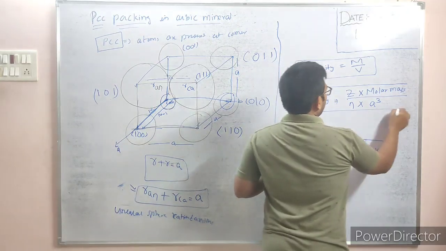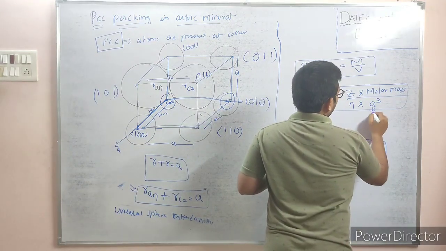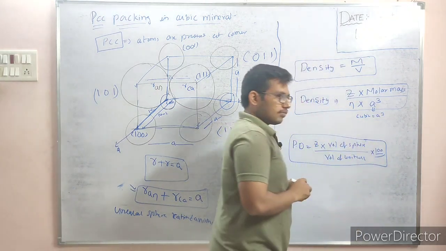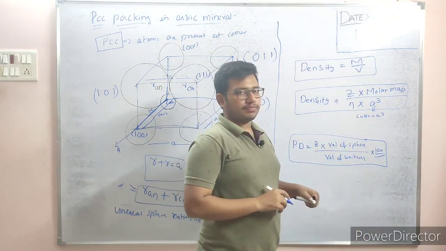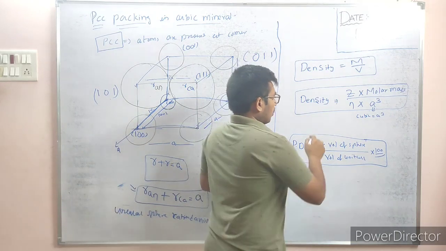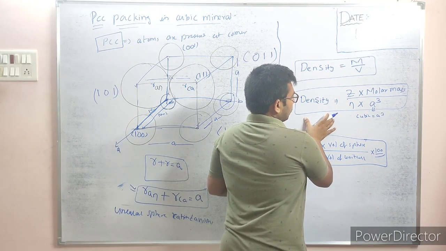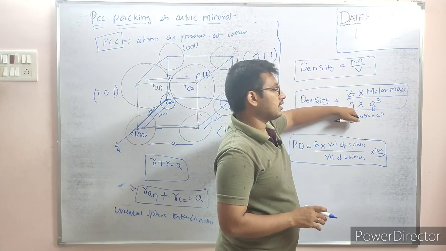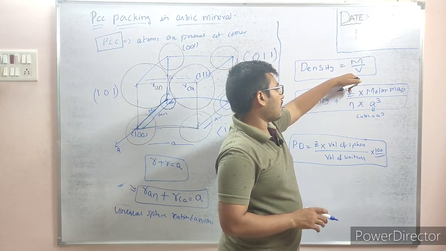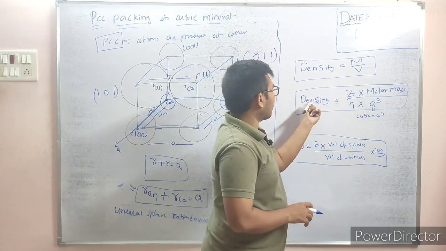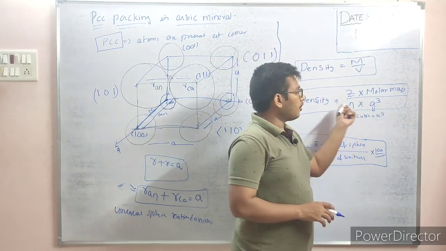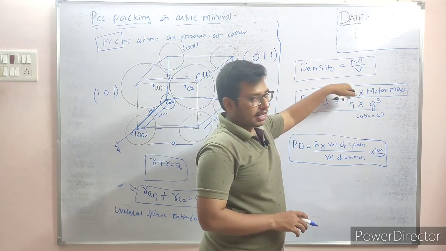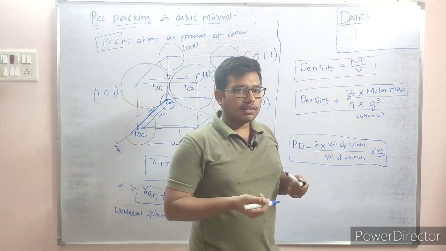A is the edge length. For a cubic mineral, the volume is a cube. Understood? Density is equal to this, if the molar mass of the substance is given and the Avogadro number is given, and the effective number of atoms you have to find out. If they give the density and the edge length, you can find out the effective number of atoms.